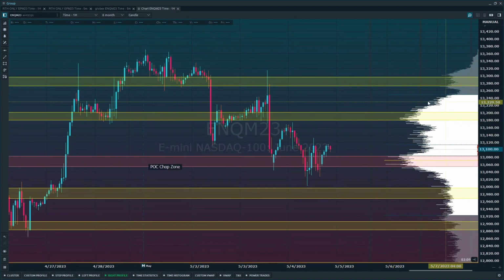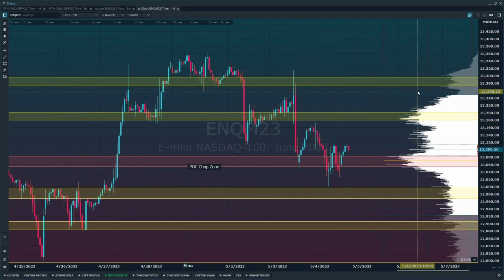But then when you get to these smaller high volume nodes, I do expect price to gravitate towards these areas. So these are areas that I want to take trades towards or take trades away from if I think that we have finished consolidating here and we're going to move to the next one.